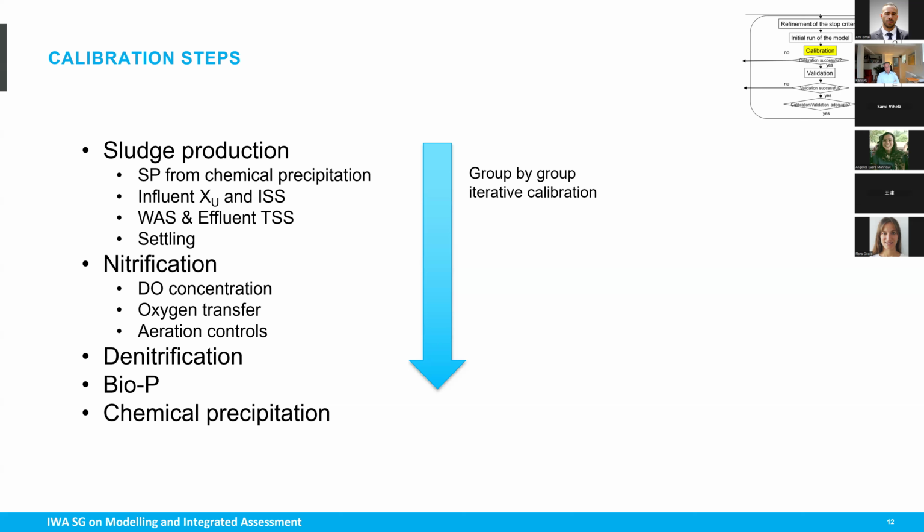Then there are aeration controls, of course, right? So for certain applications, that's what you're interested in. And then you have to model and calibrate that as well. Next step is denitrification, then BioP, and at the end, chemical precipitation. You will see that it's somehow mentioned under sludge production already. But the first one is more on the additional TSS you produce. The last one has a different target variable, right? So that is basically the phosphorus removal.